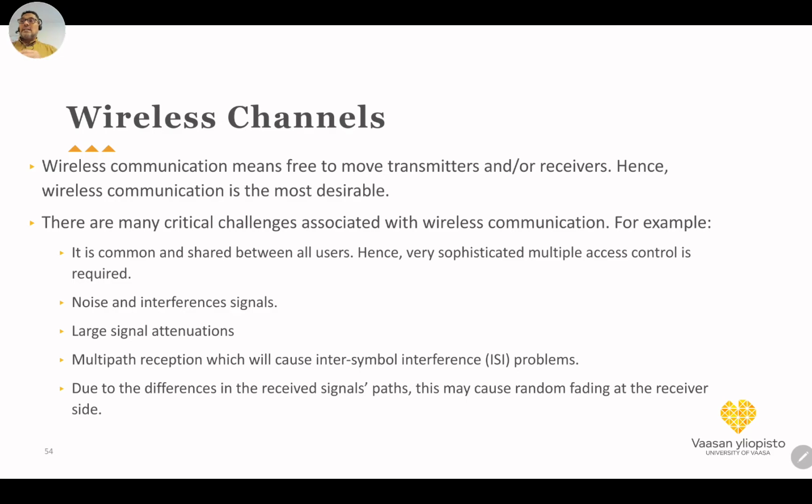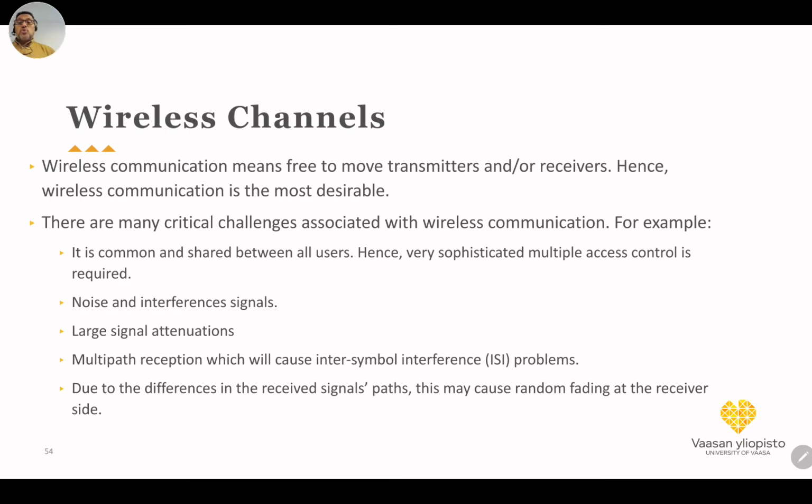If you have a cable for every transmitter and receiver, they will be physically isolated. But in wireless communication, you mount your antenna and you start to propagate your signal, and everyone is propagating in the same medium, so it is shared. So very careful multiple access techniques must be used.